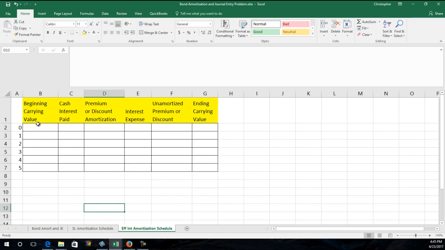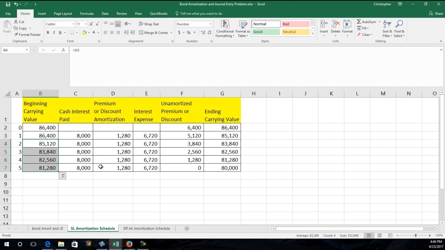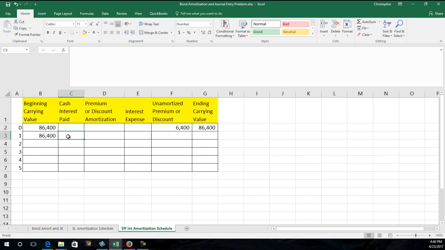So let's start off with the effective interest method here. Again, we start off with our beginning balances. The difference here is not going to be in the interest paid. That's actually going to be the same amount as under straight line. The cash interest paid is set by the contract, so that will not change throughout the 5 years.